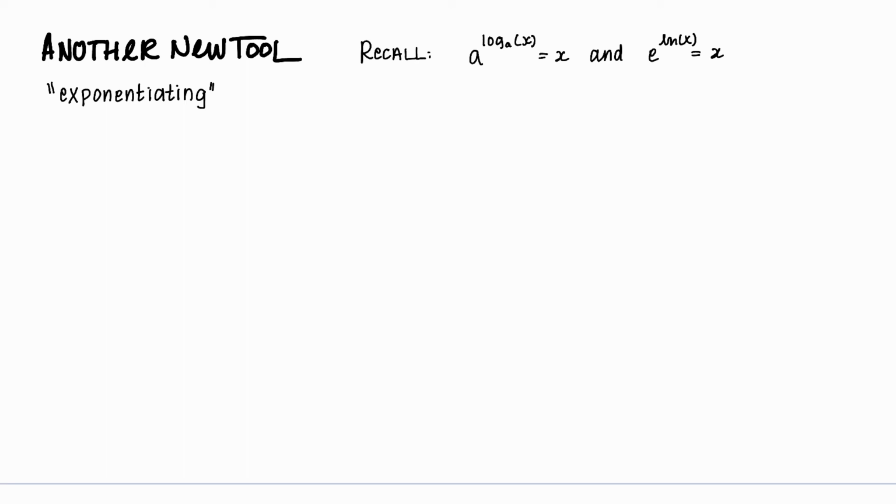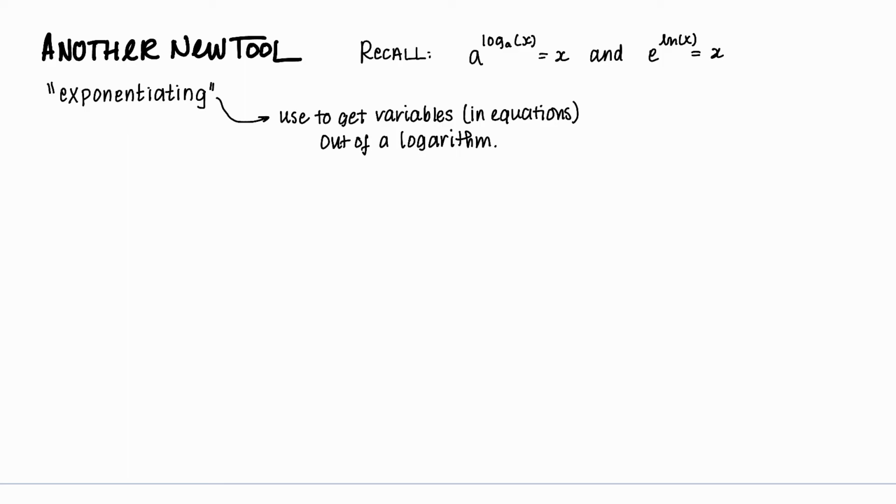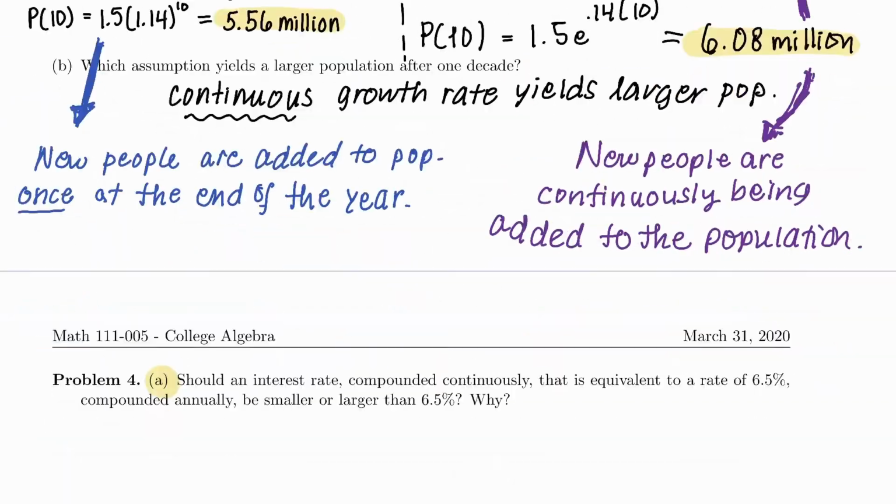So exponentiating, we're going to use to get variables in equations out of a logarithm. And I think the best way to see this is with an example. So we're going to go on to 6.